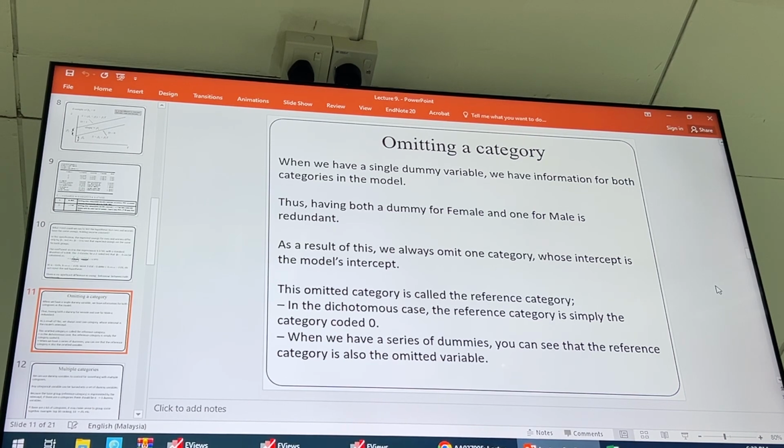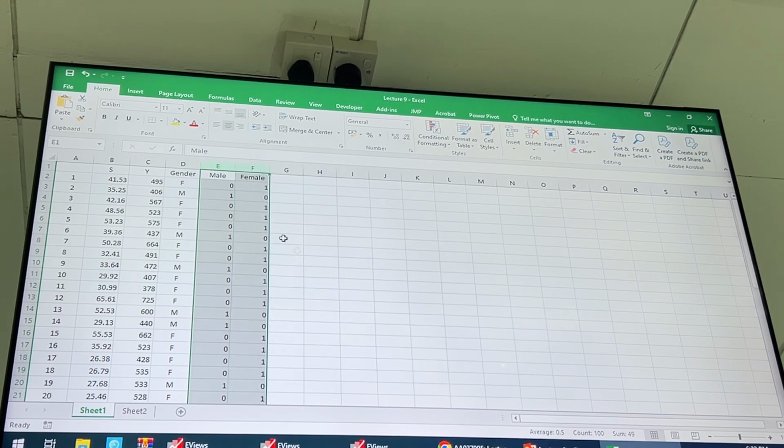Alright, so omitting a category. When we have a single dummy variable, we have information for both categories in the model. Thus, having both a dummy variable for female and one for male is redundant, so you should not include both. You should only include one, because by using one variable we are able to know whether the observation belongs to female or male. In the example we used, if the value is 1, then we know the observation belongs to female. If 0, then it belongs to male. So there is no need to include a dummy variable for all categories. Here we have two categories, so just include one.